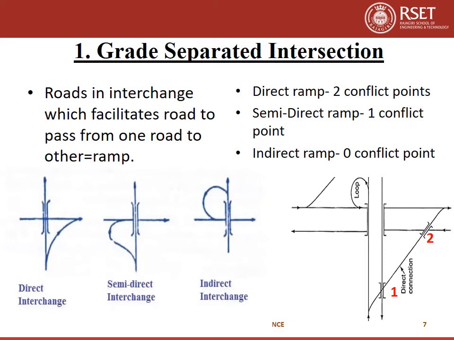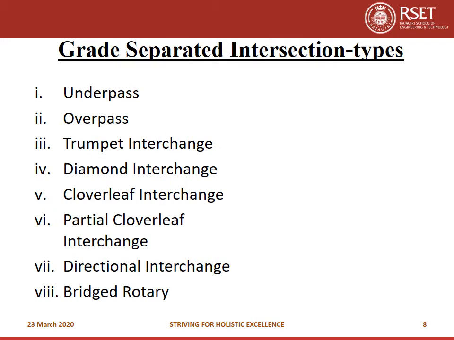In the case of indirect ramp, you can see that this vehicle coming from south directions moves straight through that bridge and then takes a loop and then joins the right moving traffic. There you can see zero conflict point. These are the different types of grade separated intersections.